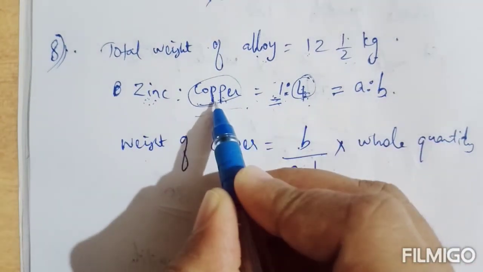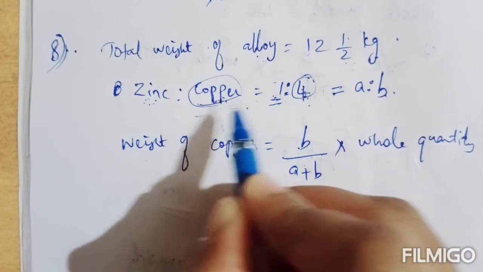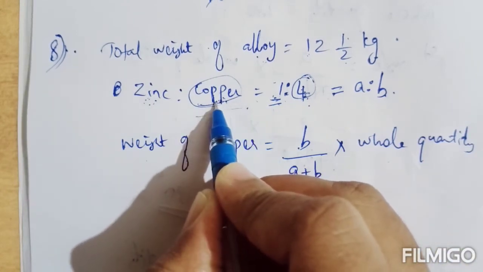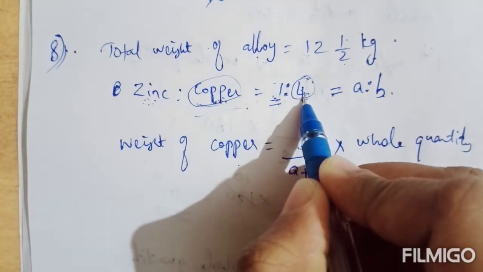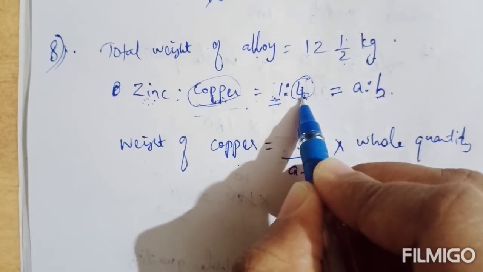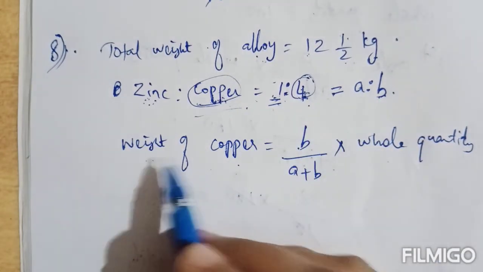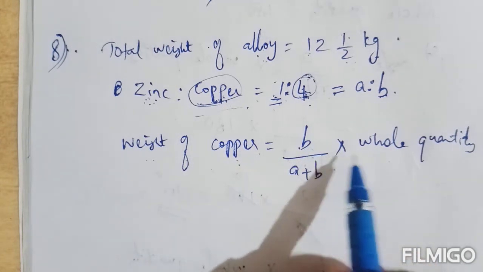Okay, we have to find the weight of copper. Copper is the second term or second part of this ratio. So the term representing copper is 4. So B value you can take as 4. The formula we can use is weight of copper, it is B by A plus B into the whole quantity.